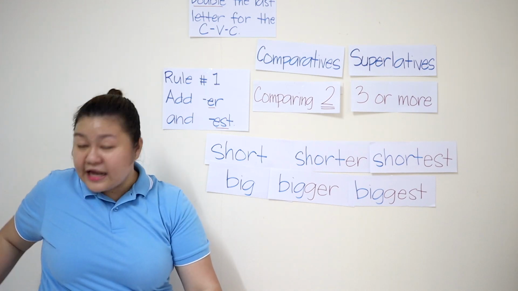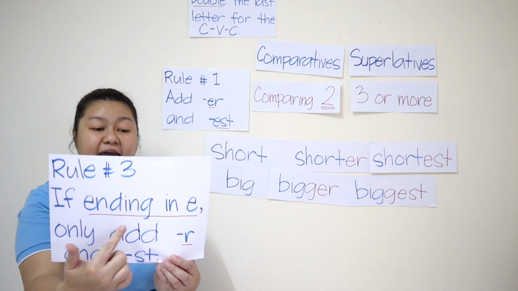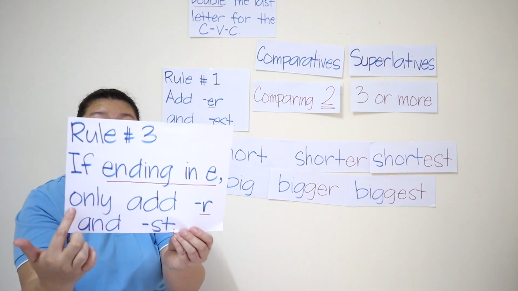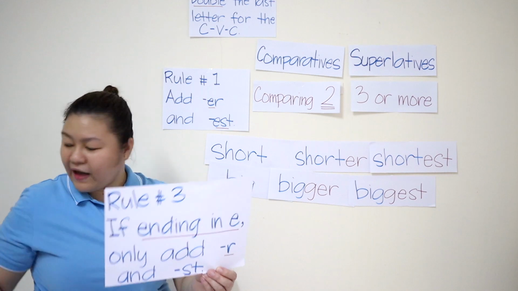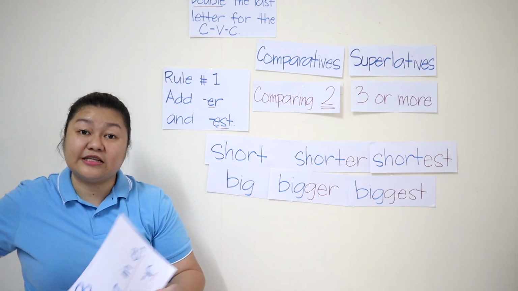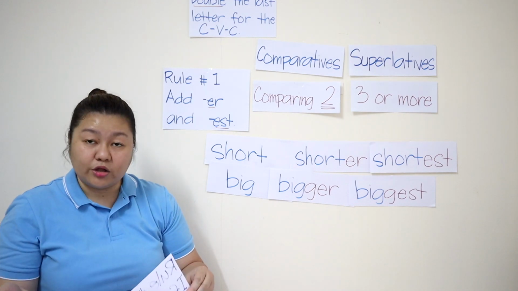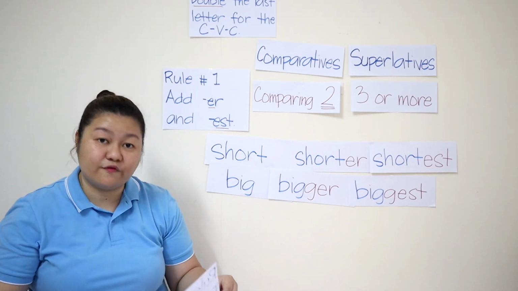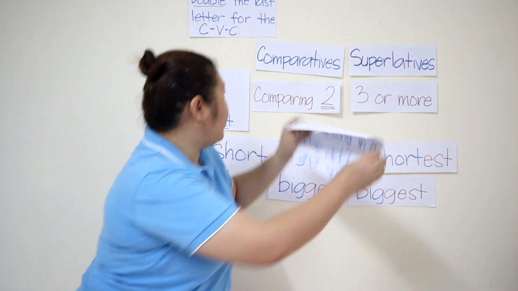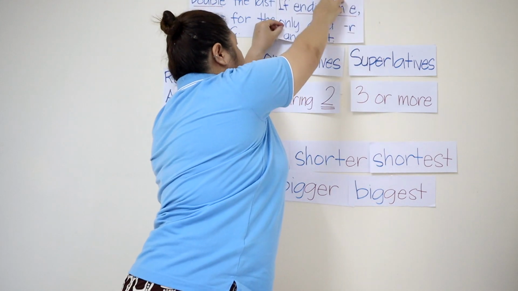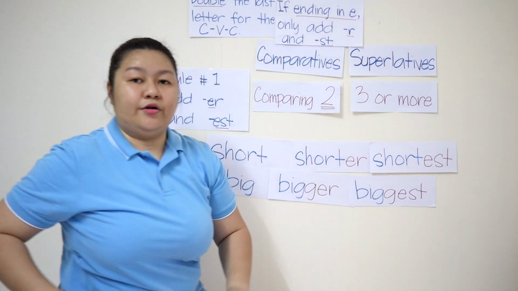Very good. Now, the third rule is if ending in E, only add R and ST. So if our adjective is ending with the letter E, no need to add ER or EST. All you have to do is only add R for the comparative and ST for our superlative form. So that is rule number 3.